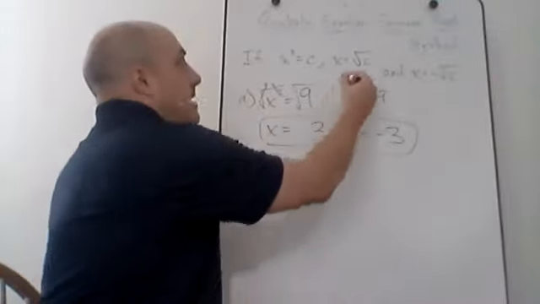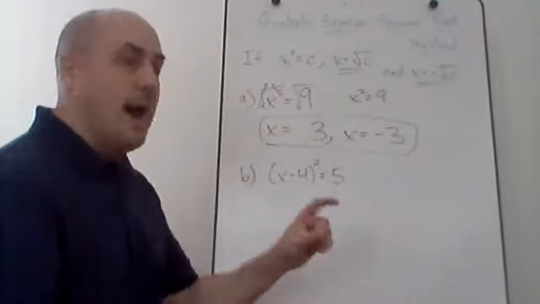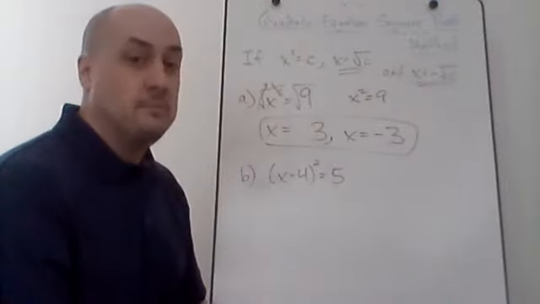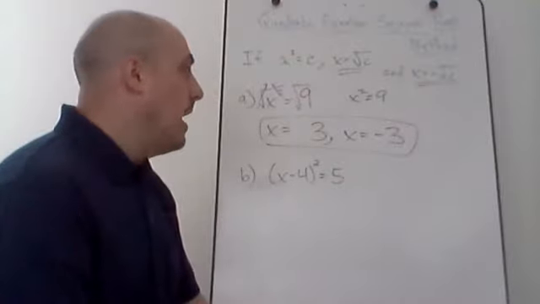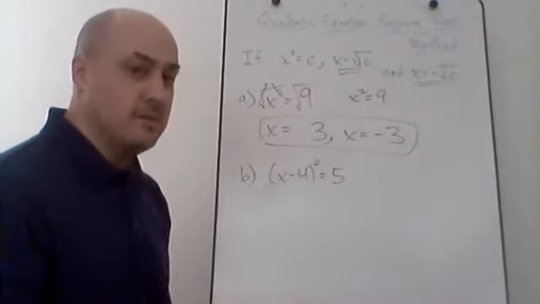Alright, so that's the key thing. When you are using this square root method, you have to remember that you have to do the positive and the negative of the square root of whatever number's on the other side of the equation. Alright, so it's a real important thing. And like I said, it's something that a lot of times people tend to forget about or just leave out.